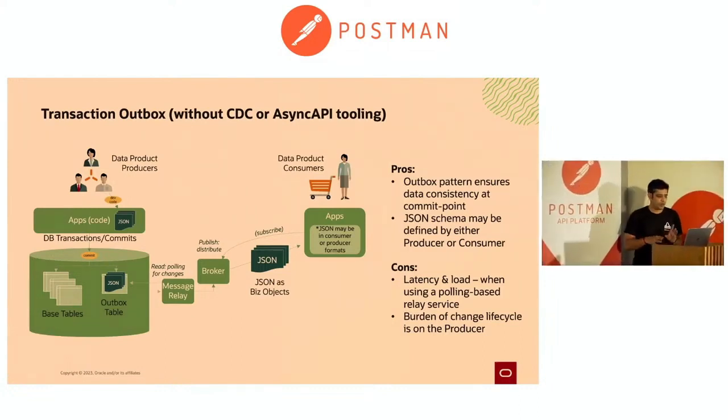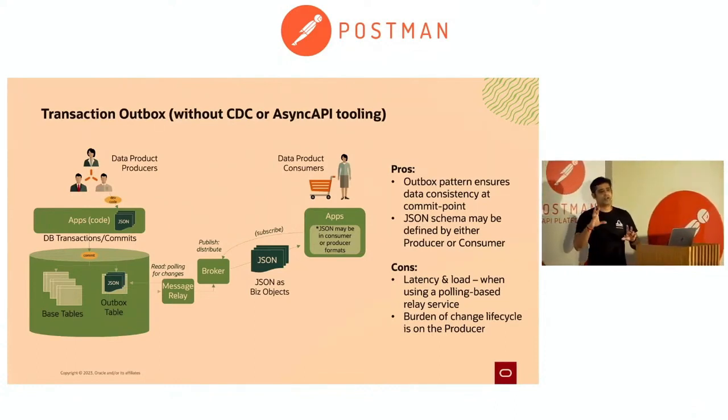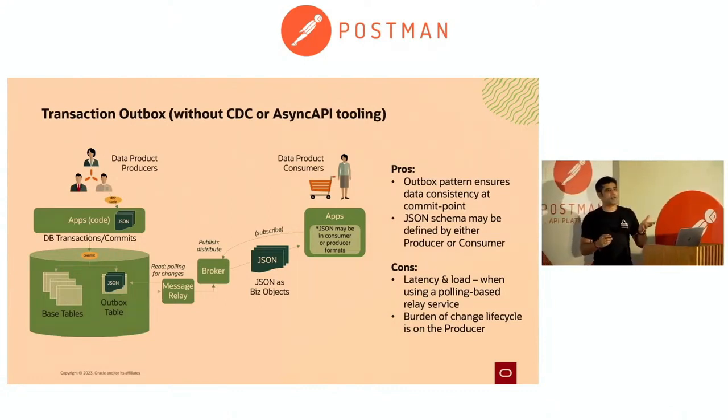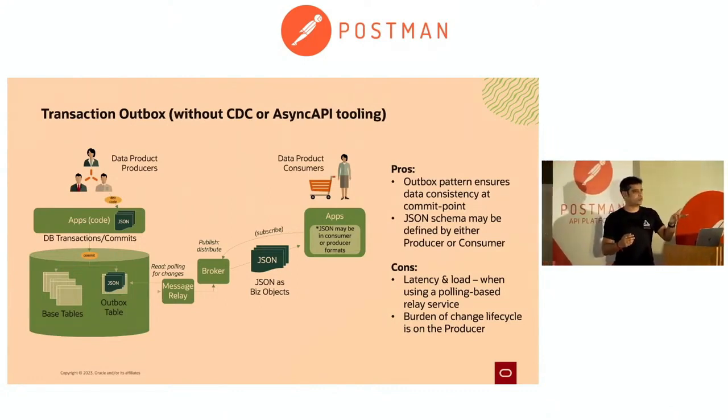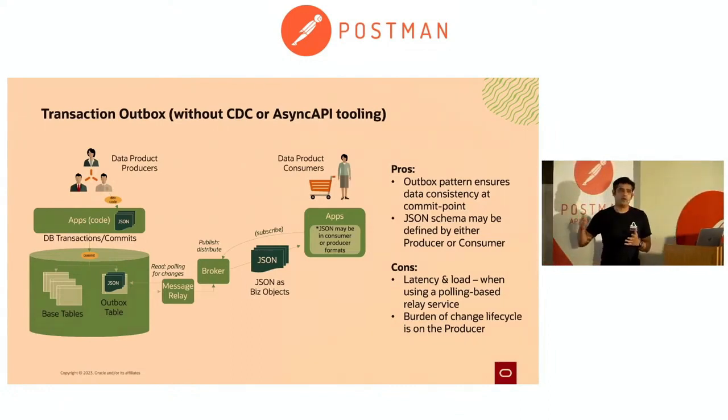And the JSON schema may be defined by either producer or consumer. So the producer can tell, this is the data which I need to replicate. Or the consumers can define the JSON schema. But the con is latency. Again, this is a polling method, and that's the reason why you will not get real-time data, right? You have some latency. That's one point.